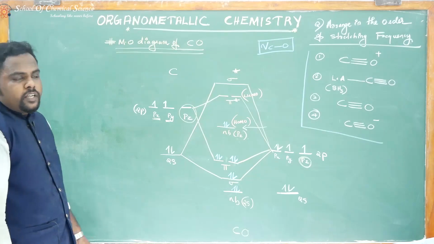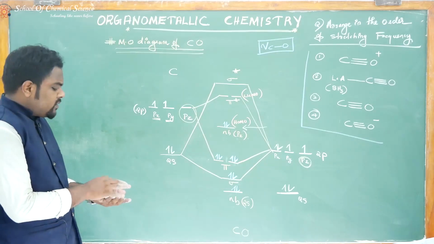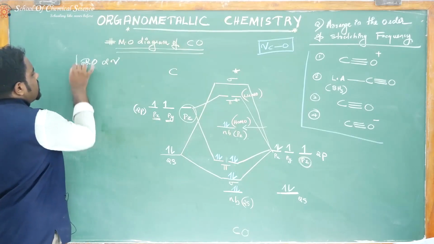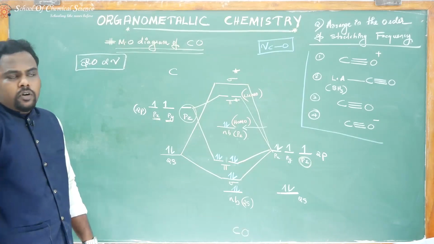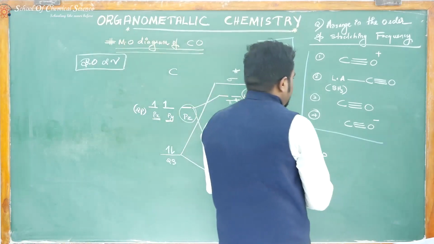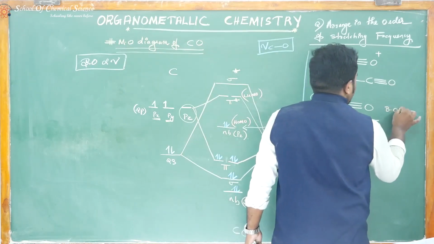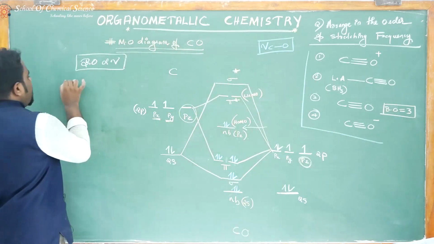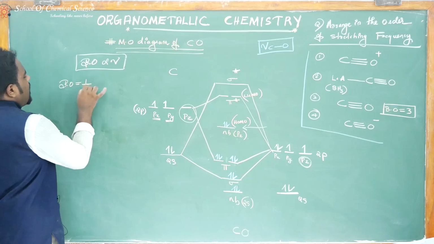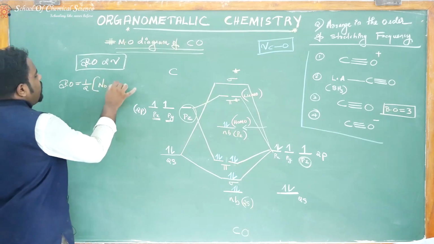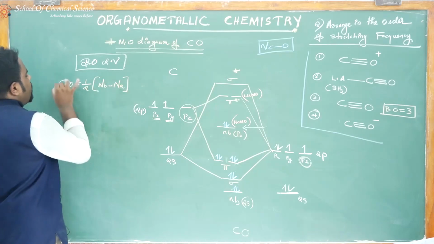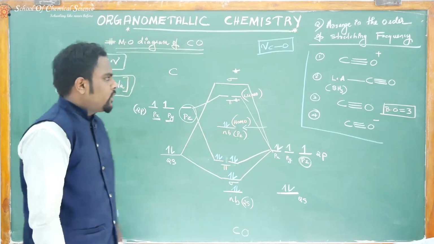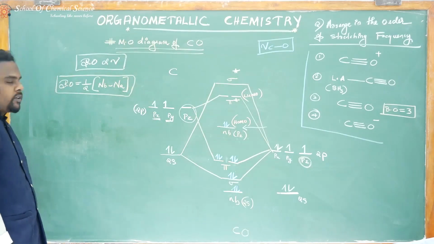So arrange in the order of stretching frequency. How can you approach this question? Stretching frequency is directly proportional to bond order. Higher the bond order, higher is the stretching frequency. You know the bond order of carbon monoxide is 3. And also you know bond order equals half into number of bonding electrons minus number of anti-bonding electrons.